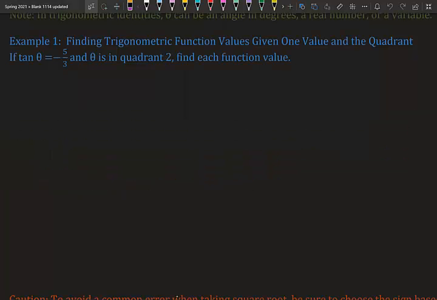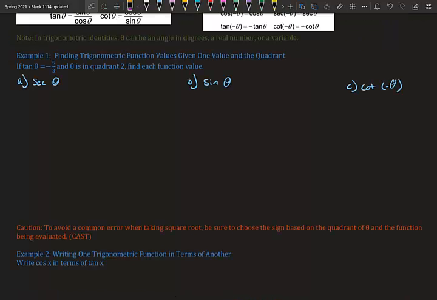So let's find trigonometric function values given one value and the quadrant. If tangent theta equals negative 5 over 3 and theta is in quadrant 2, find each function value. So for A, we're going to find secant theta. For B, we're going to find sine theta. And for C, we're going to find cotangent negative theta.